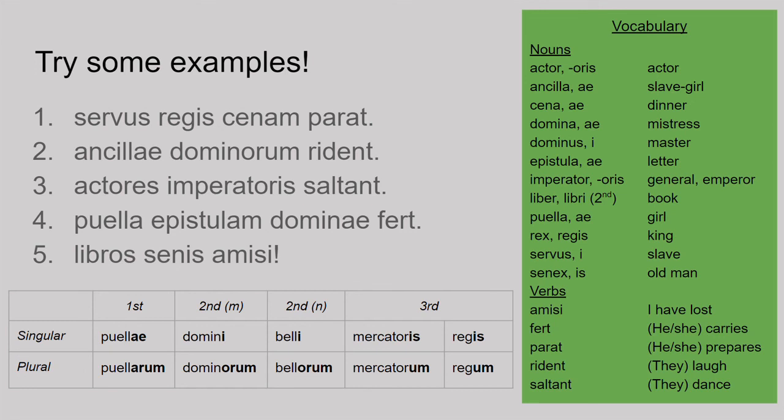And the final practice sentence, libros senis amisi. The genitive is senis, of the old man. So the final sentence is, I have lost the books of the old man, or I have lost the old man's books. And that's the genitive case.